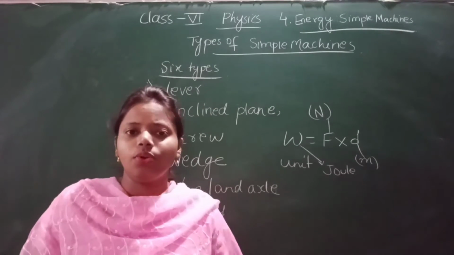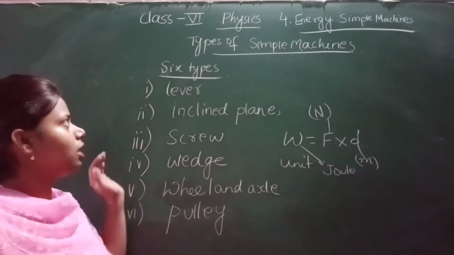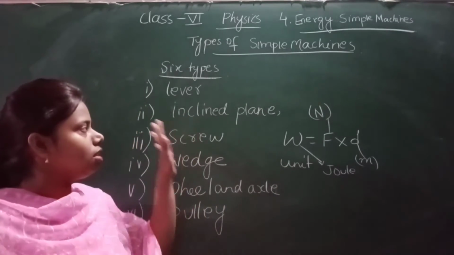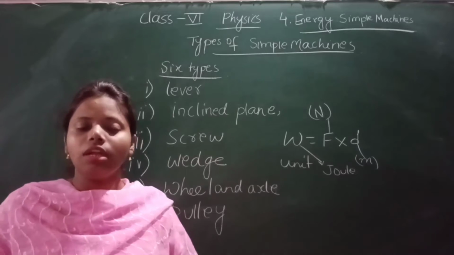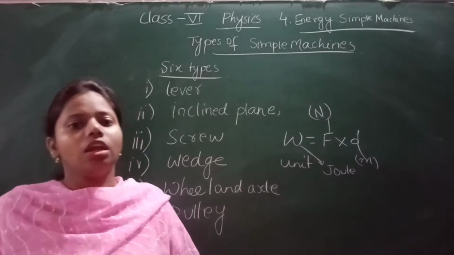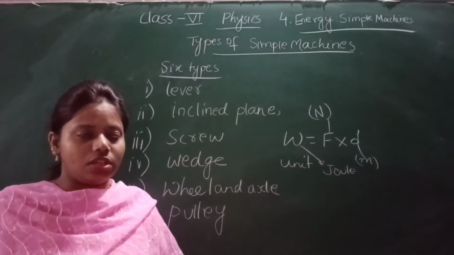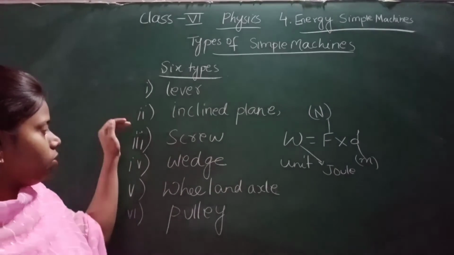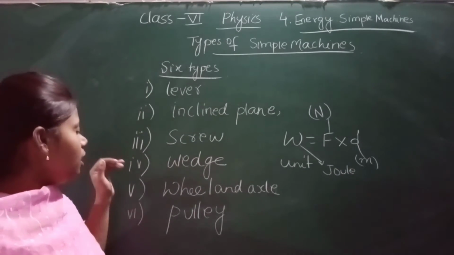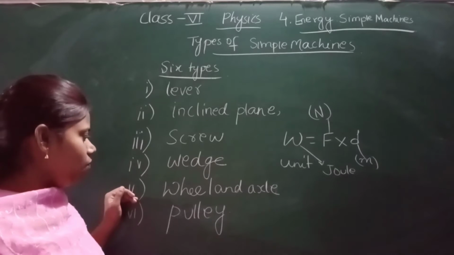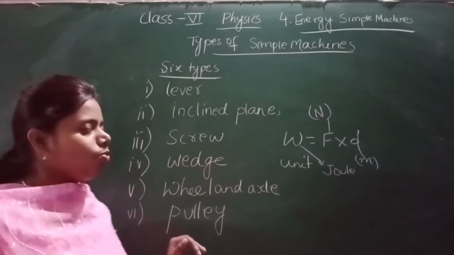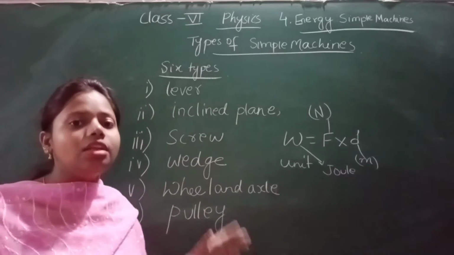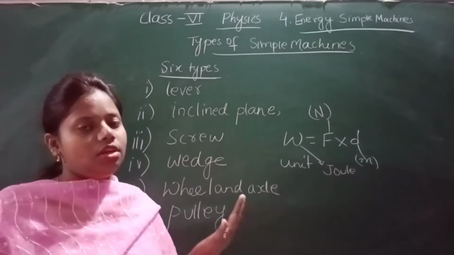Today we are going to learn about the types of simple machines. As we have learned what a simple machine is, now how many types of simple machines are there? There are 6 types: number 1 is lever, number 2 inclined plane, number 3 screw, number 4 wedge, number 5 wheel and axle, number 6 pulley.